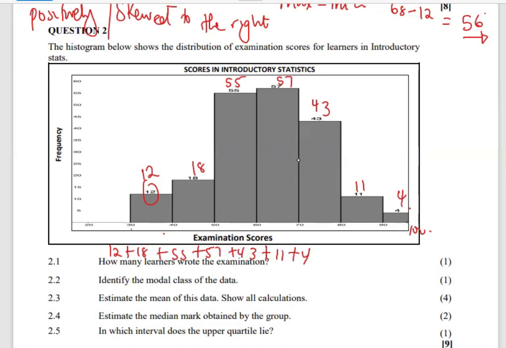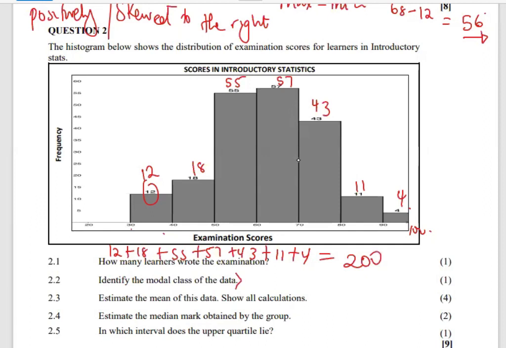Okay, so when I punch all this into my calculator, let's see, 12 and 18 is 30, 55 is going to be 85, plus 57, which is 142, plus 43 is 185, plus 11, and then plus 4, which gives us 200 learners, okay? Then identify the modal class.